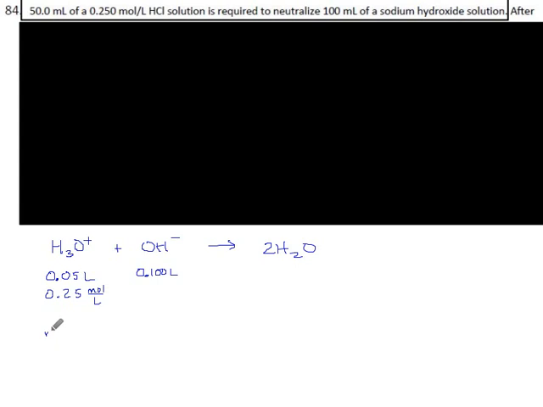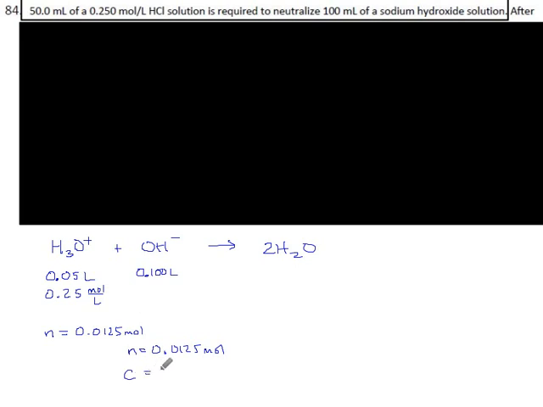So we can get a number of moles over here, 0.0125. Because this is 1-to-1, the number of moles of hydroxide must be exactly the same. And now we can get a concentration for the hydroxide.